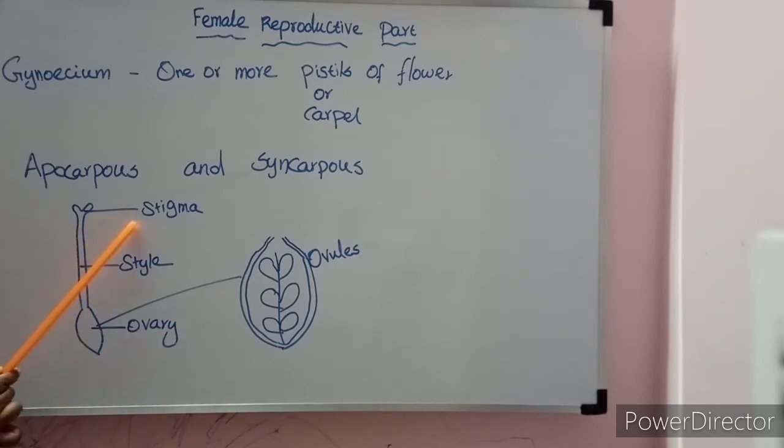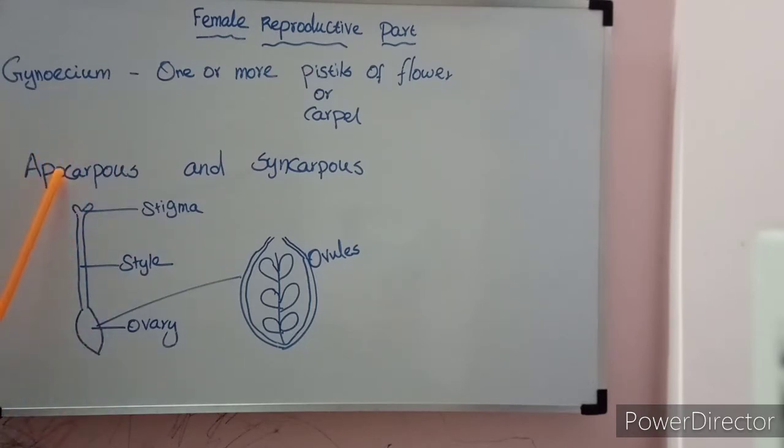Stigma serves as the landing platform for the pollen grains. In another flower, the pollen grains land on the stigma. The style is an elongated part connecting to the stigma. So this is the carpel structure. One or more than one carpel will join as a gynoecium.